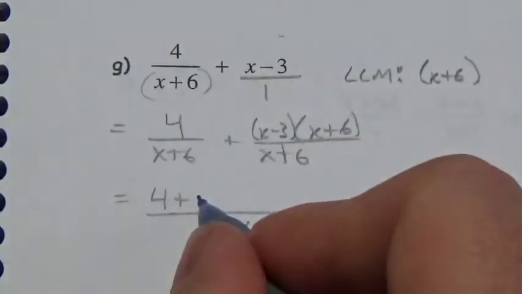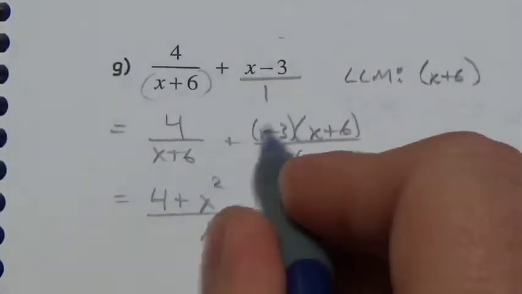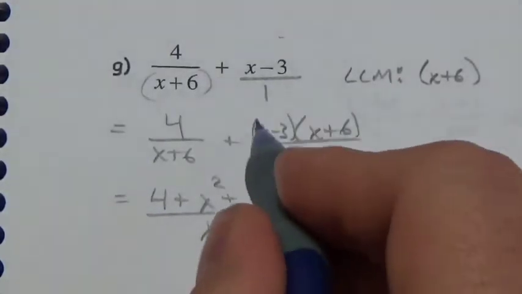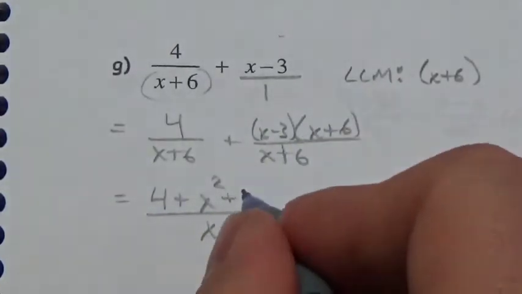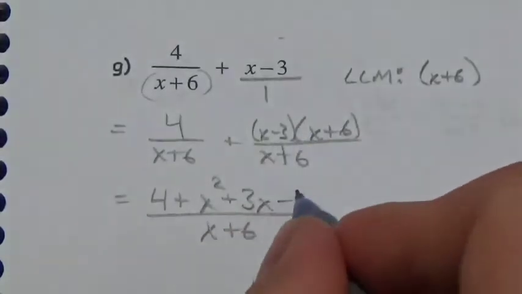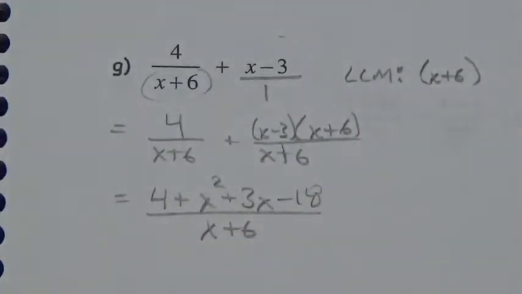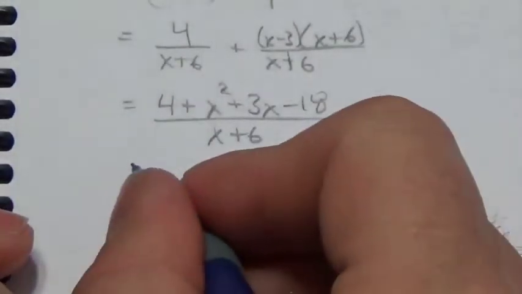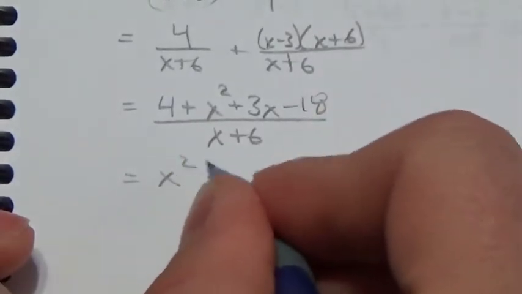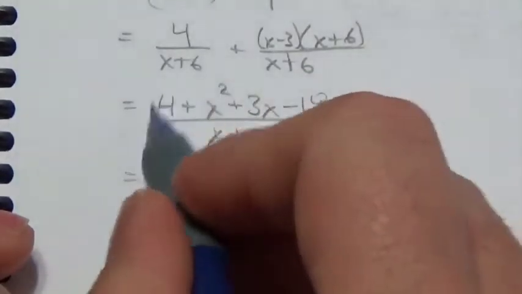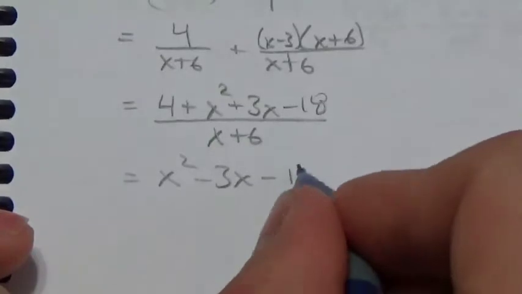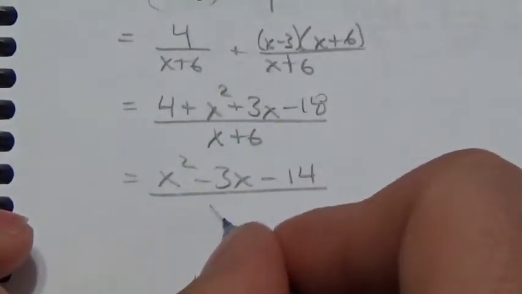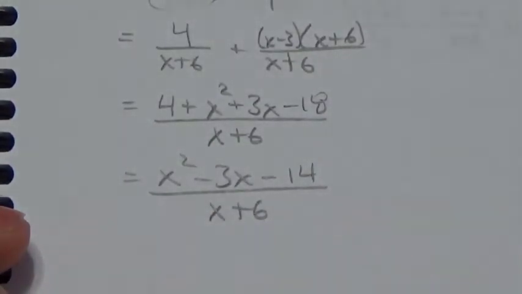Now let's distribute this out. So this is going to become x squared. What do we got there? Plus 6x minus 3x is going to be plus 3x minus 18. Let's group together like terms. So x squared minus 3x, 4 minus 18 is going to be negative 14 over x plus 6.